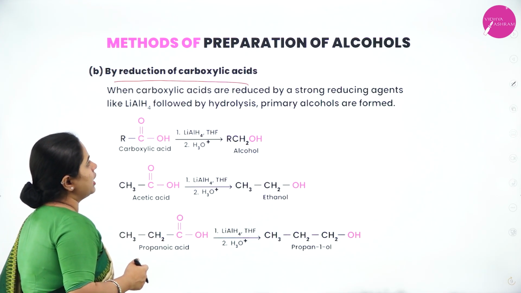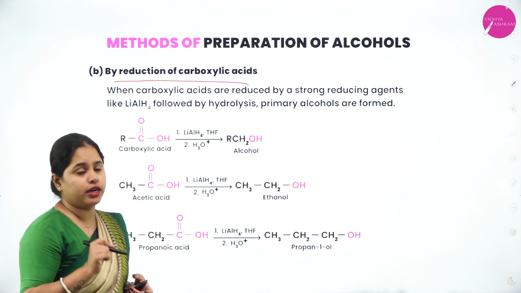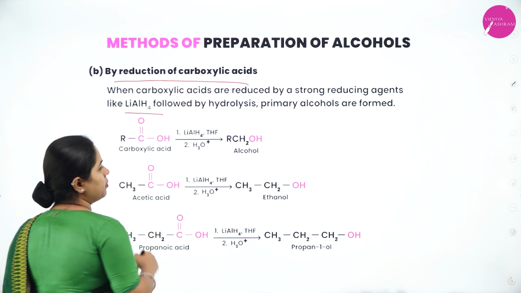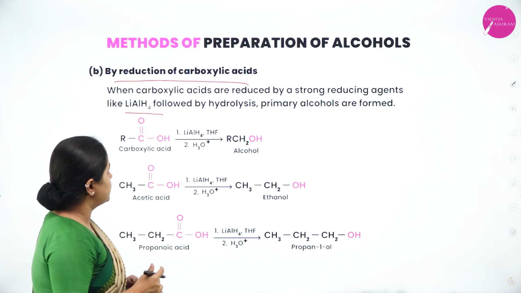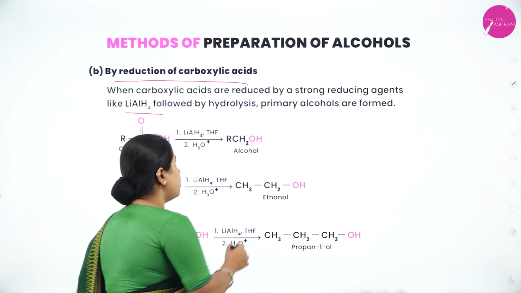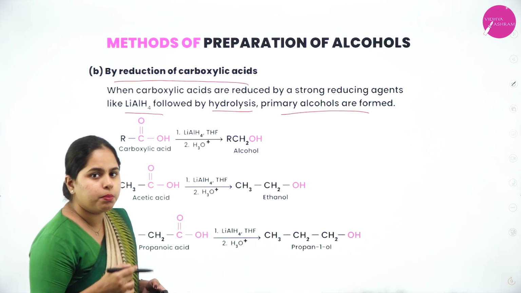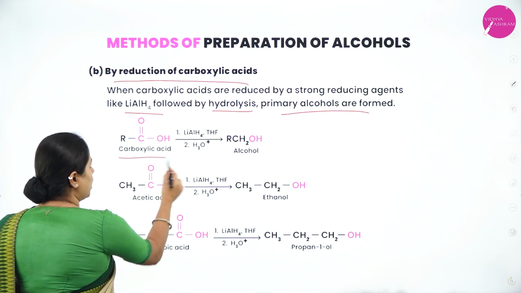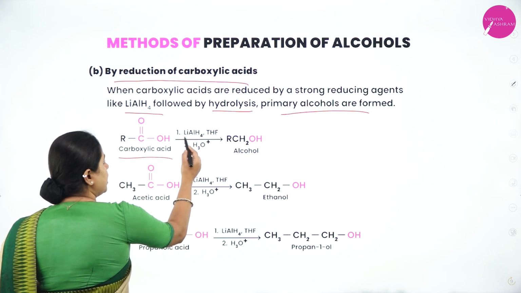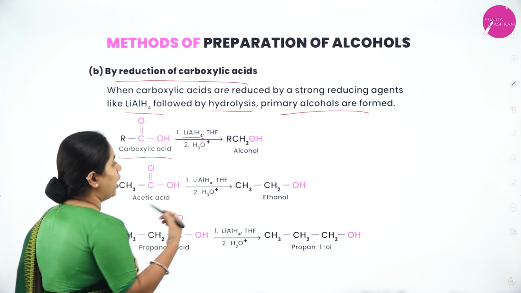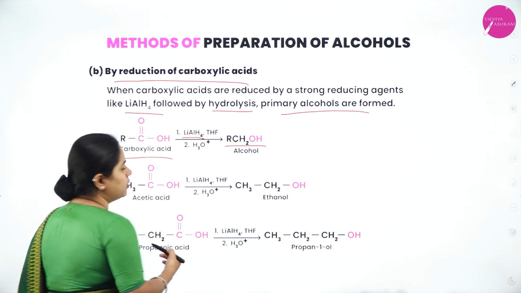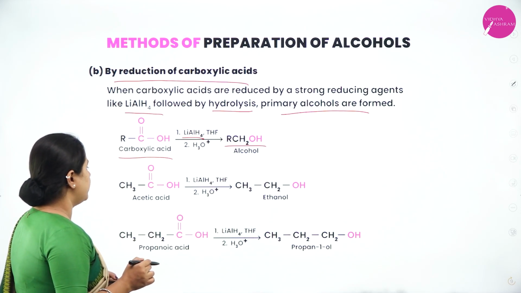When carboxylic acids are reduced by a strong reducing agent, lithium aluminium hydride, LiAlH4, followed by hydrolysis, primary alcohols are formed. So what you are going to get? Primary alcohols. This is a carboxylic acid which is taken, with lithium aluminium hydride, and we are going to hydrolyze it also. So we are going to get the corresponding alcohol, right?